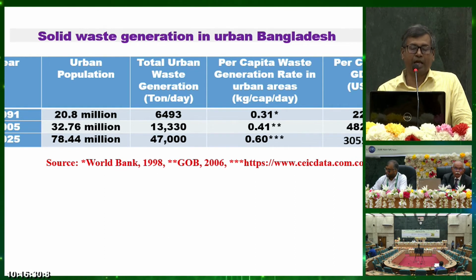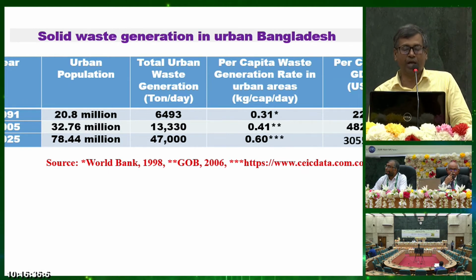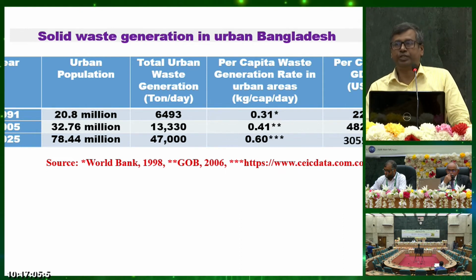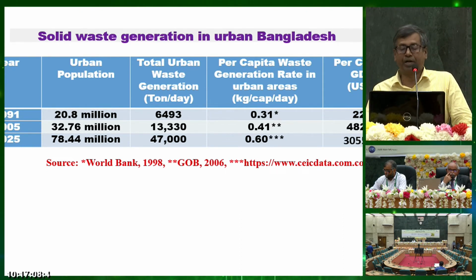In 1991, only 20 million people were urban, and in 2025, 78 million people will live in urban areas. The waste generation rate in 1991 was only 0.31 kilo, that is 310 grams per capita per day. But in 2025, it will be 0.60 kilo per capita per day, because our income, GDP, is increasing.